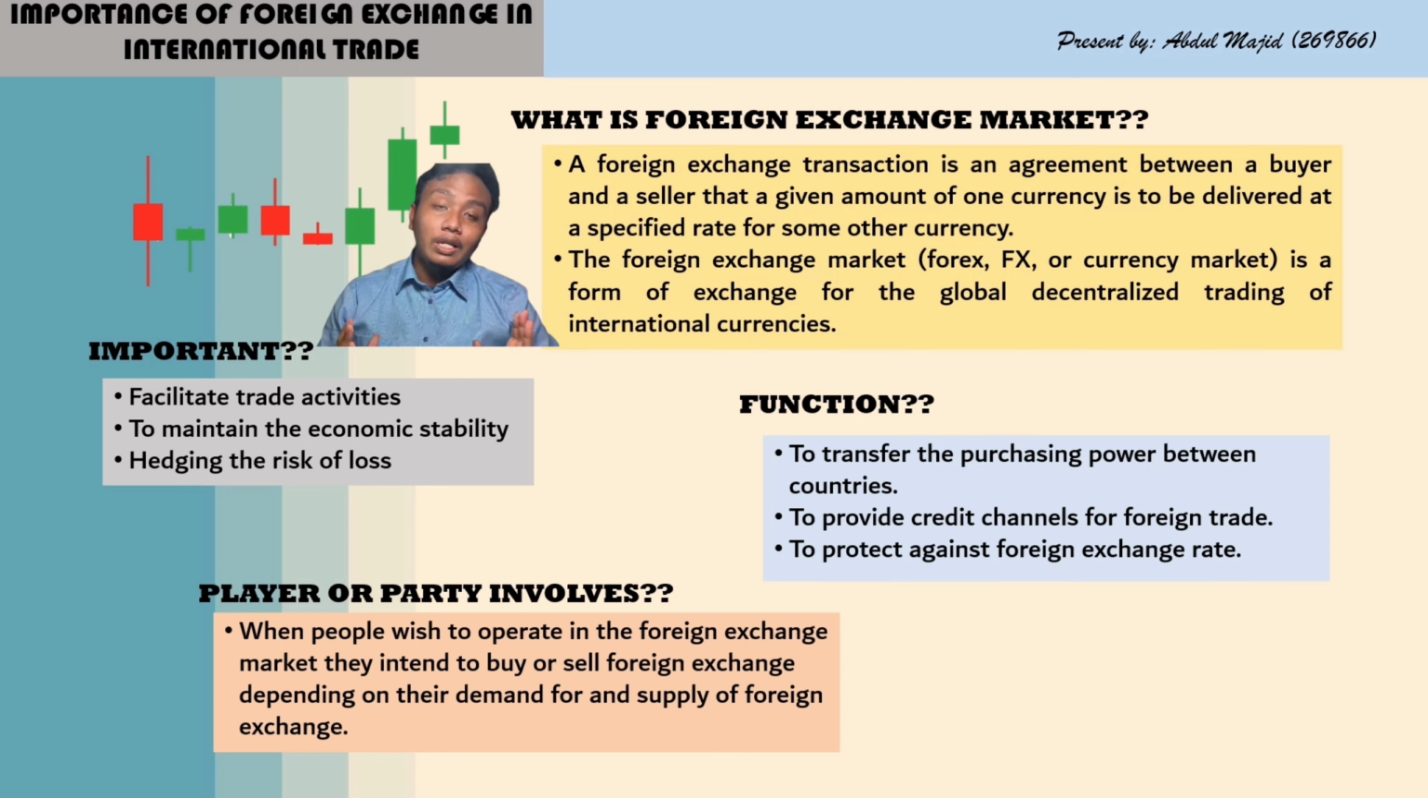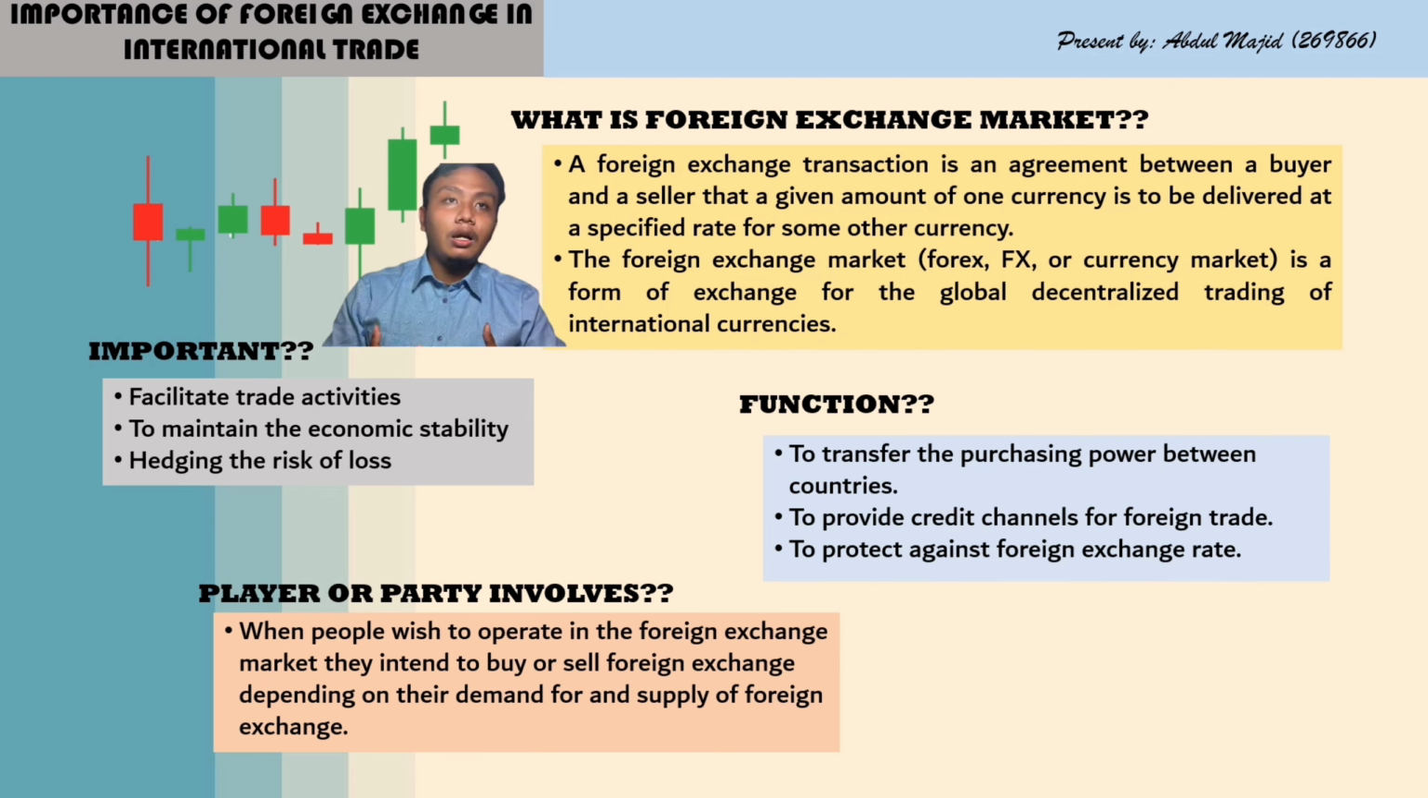So guys, as you can see on the screen, this is the meaning of the foreign exchange market, where the agreement between the buyer and the seller states that a given amount of one currency is to be delivered at a specific rate for some other currency. As an example, I am in Malaysia. I use Ringgit Malaysia, RM, and I want to buy goods from the United States. So I will use US dollars to buy the goods. So I am in Malaysia as a buyer. I will use Ringgit Malaysia.